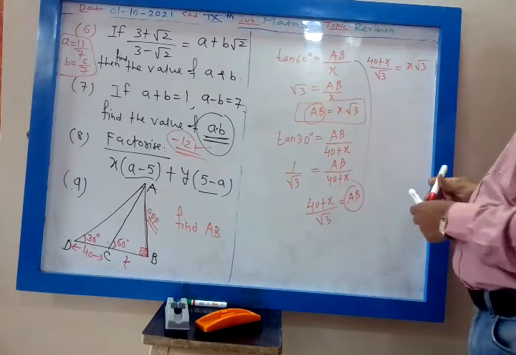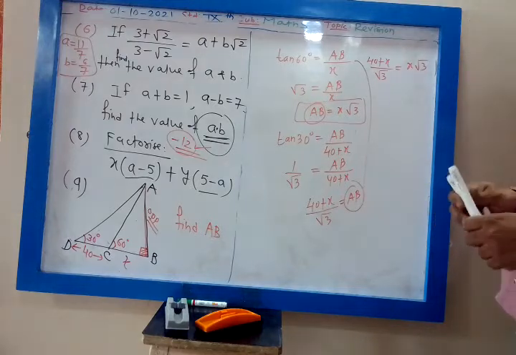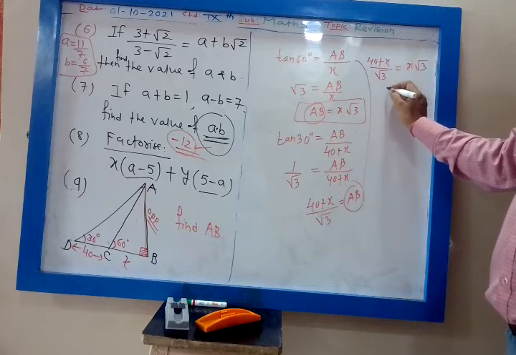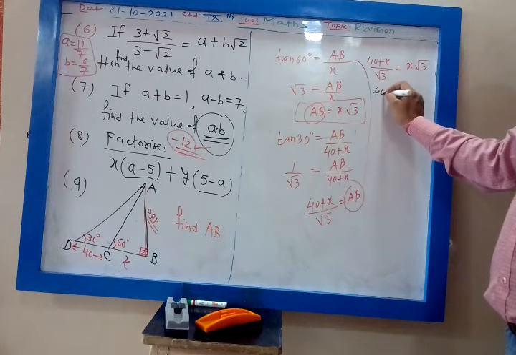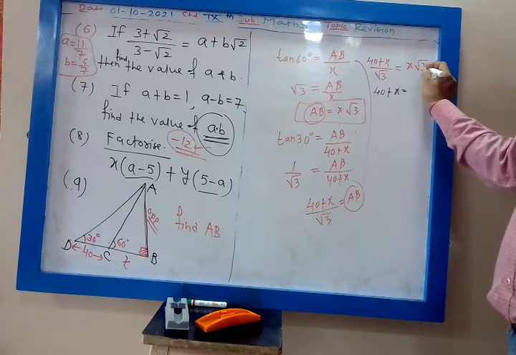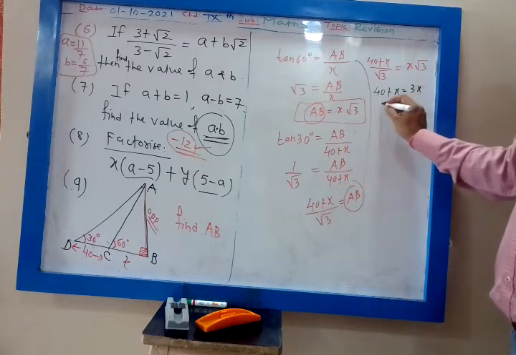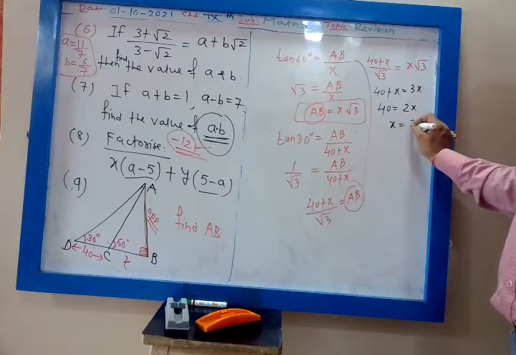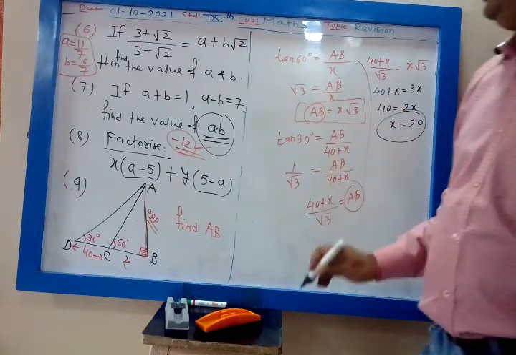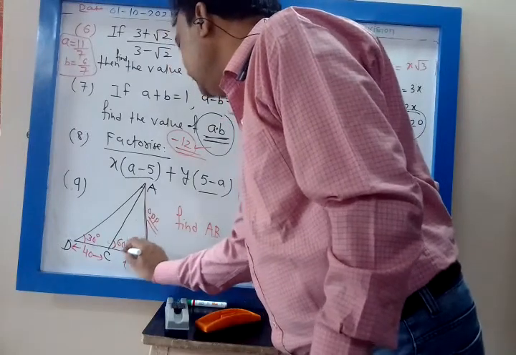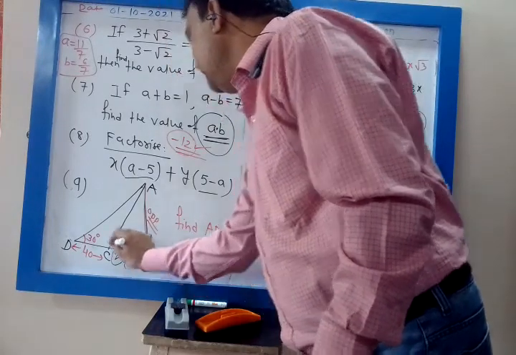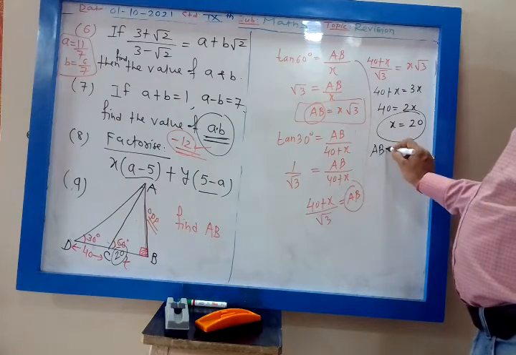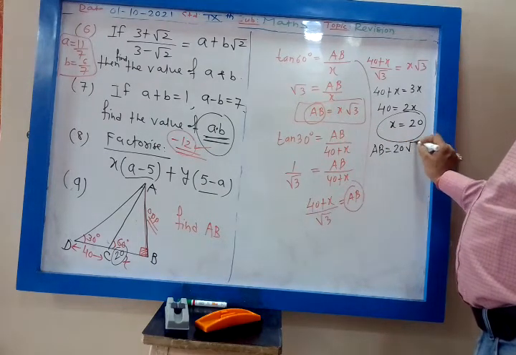Yes or no, my dear? So cross multiply. So 40 plus X is equal to root 3 into root 3, 3X. So 40 is equal to 3X minus X, 2X. So X is equal to 20. If X is 20, this is my 20. So what is AB? AB is X root 3, that is 20 root 3.